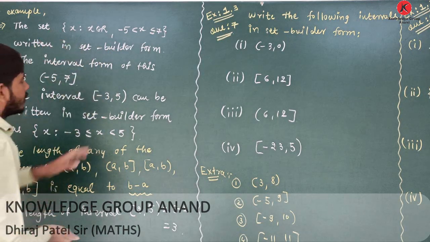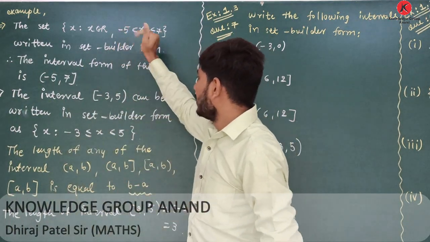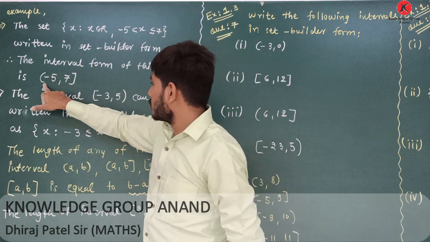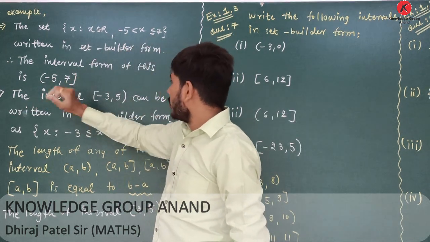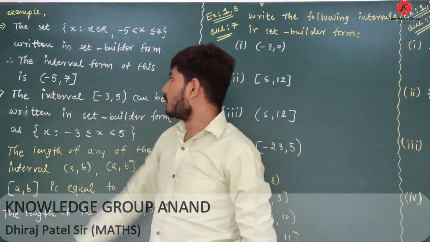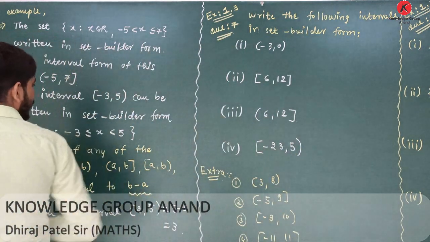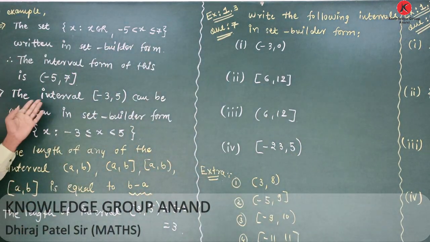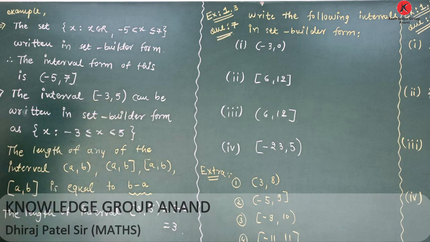Now the interval form of this set is: minus 5 is on the open side and plus 7 is on the closed side. You have to include 7 but not include minus 5. This is the interval form. These are very simple questions. Take the interval minus 3 to 5. Here we have to include minus 3 but not include 5.